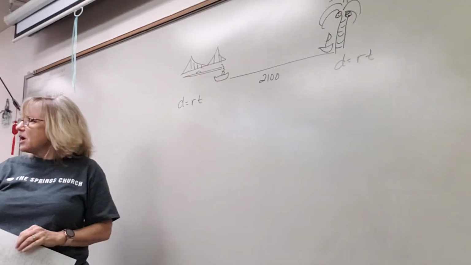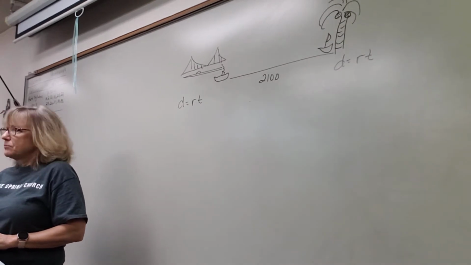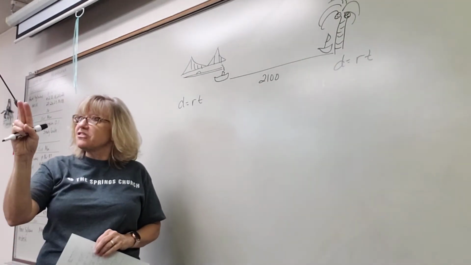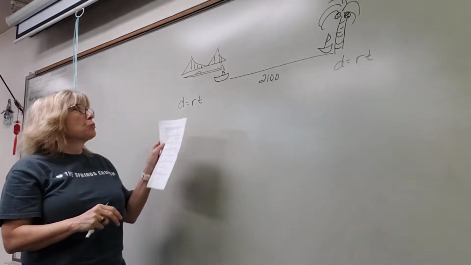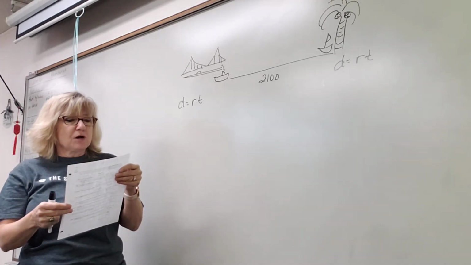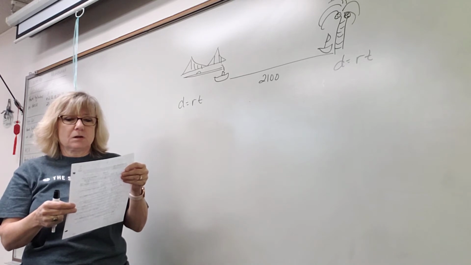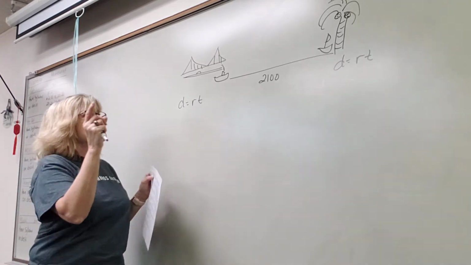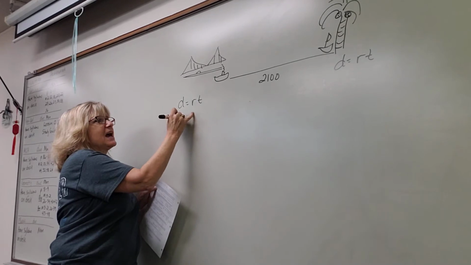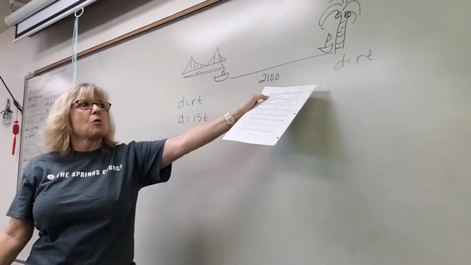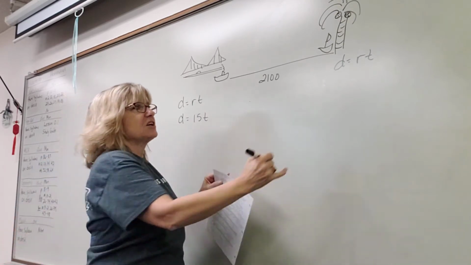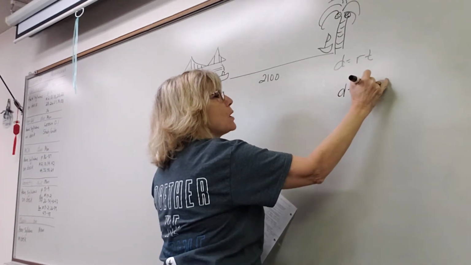What do we know about their time? It's the same time. So T is the same for both of them. I don't need to replace it with anything. The rate, though, if we're leaving from San Francisco, we're going 15 knots. So he has D equals 15T. This guy is going 20 knots. So he is D equals 20T.